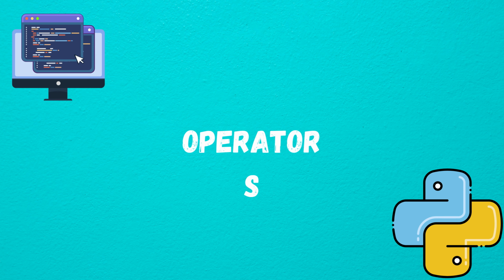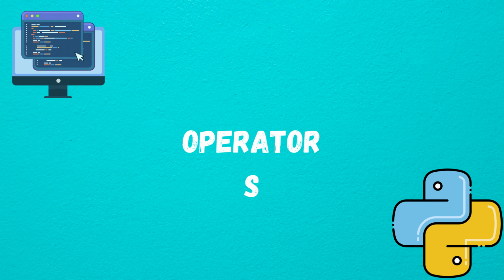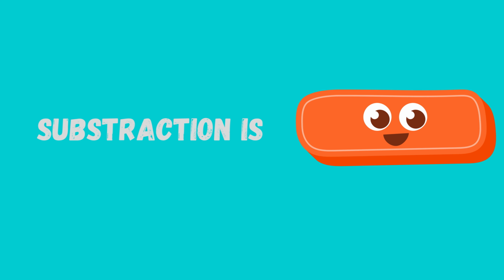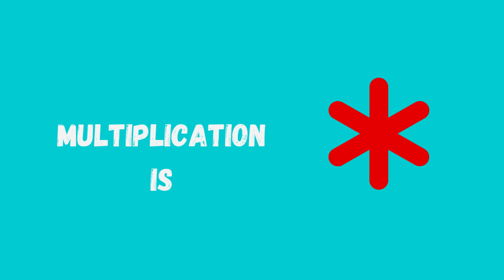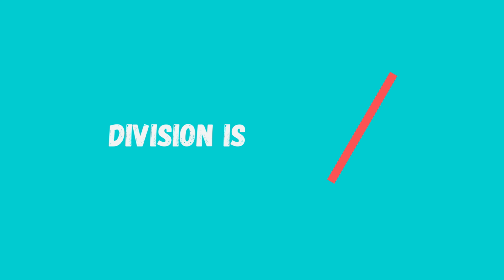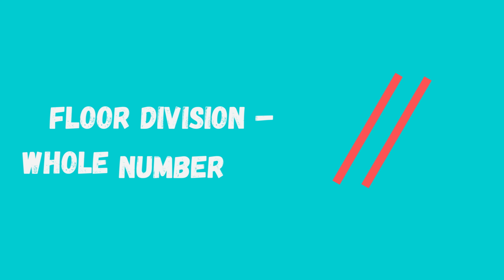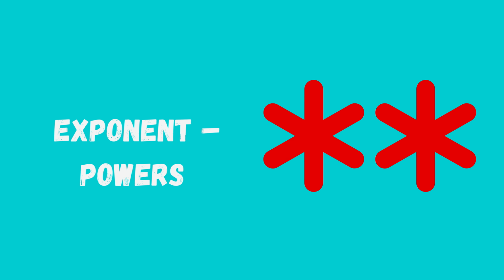Now that we have data, let's do something with it. Here are the basic operators in Python. Addition is plus, subtraction is minus, multiplication is the asterisk, division is a slash. Then we have modulus, which gives the remainder, using the percent symbol, floor division, using 2 slashes, which gives a whole number result, and exponentiation using double asterisk to raise to a power.